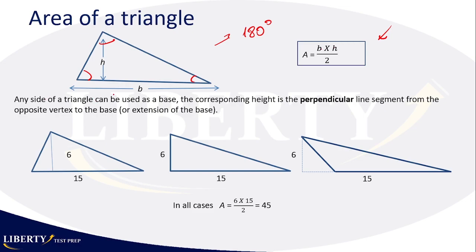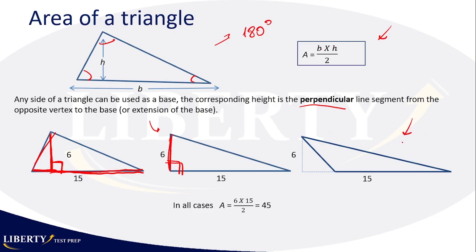Now any side of a triangle can be used as a base, right? It could be that this is the base, whatever. And the corresponding height is the perpendicular line segment from the opposite vertex to the base. So if I choose this 15 as my base, then my height will have to be a perpendicular line going to the other vertex. Perpendicular meaning that it has to create a 90-degree angle. Okay, that's my height. Now, with this right triangle, a right triangle is one that already has a 90-degree angle, it will be easy, right? Because one of the legs will be the height.